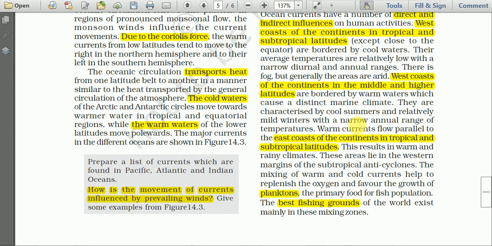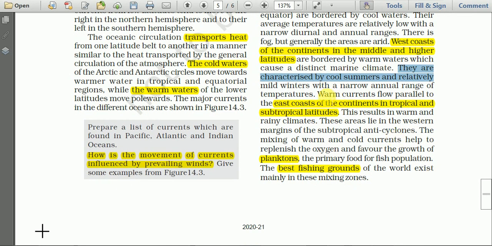climate, and because of this the temperature is a little higher than normal, and there will be rainfall. See here, they are characterized by cool summers and relatively mild winters. That means the temperature of the winter is mild, not very cold, because of the warm ocean currents, with a narrow annual range of temperature. That means we don't find much difference between the summer temperature and the winter temperature.